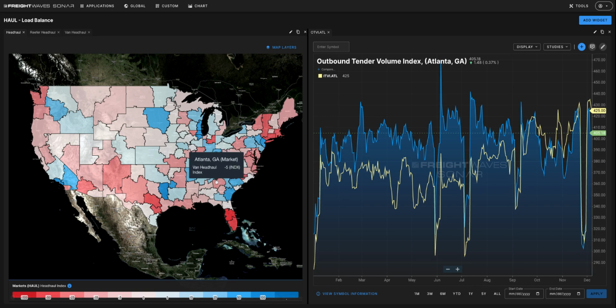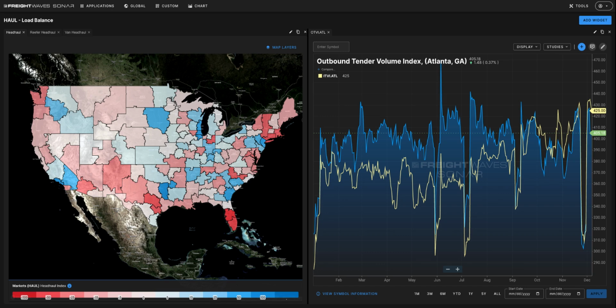Atlanta, for example, is at a -5 right now. And so you can see that the head haul index is red on the map. A red market indicates that there's more inbound volume than there is outbound volume. A blue market is going to indicate that there's more outbound volume than inbound volume.